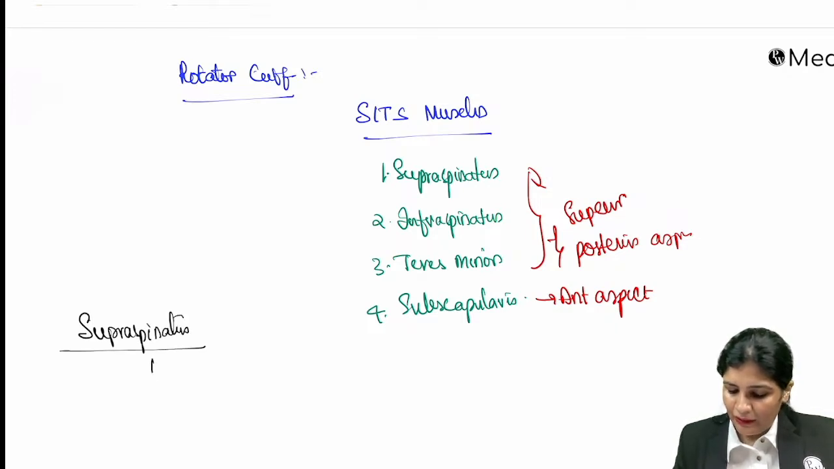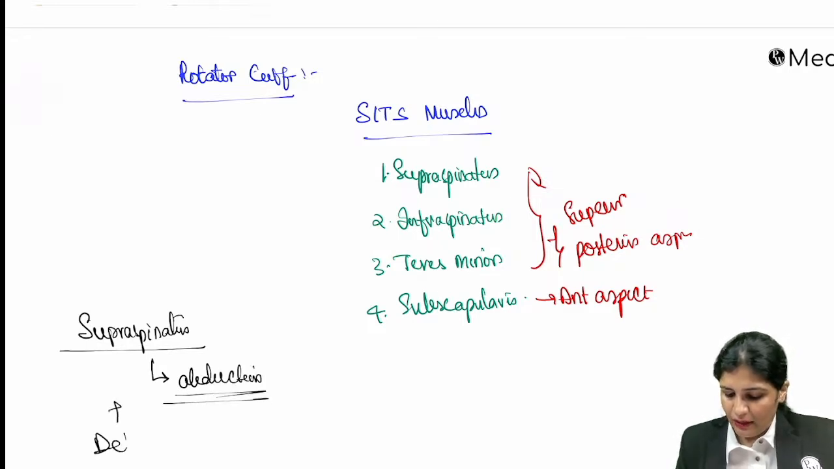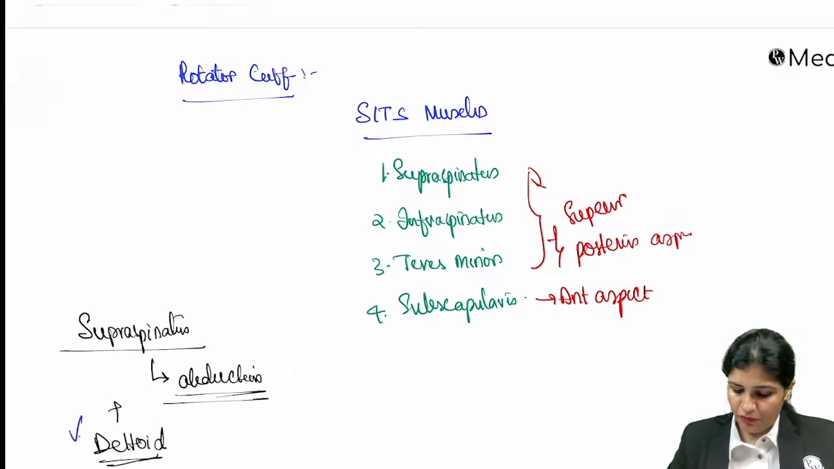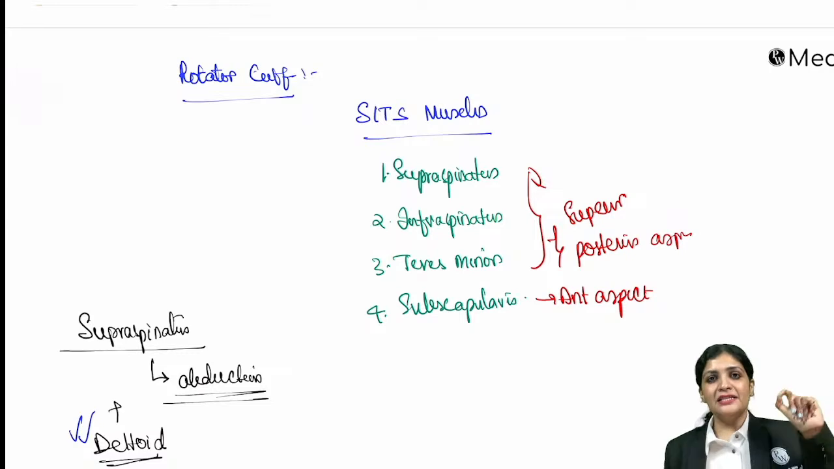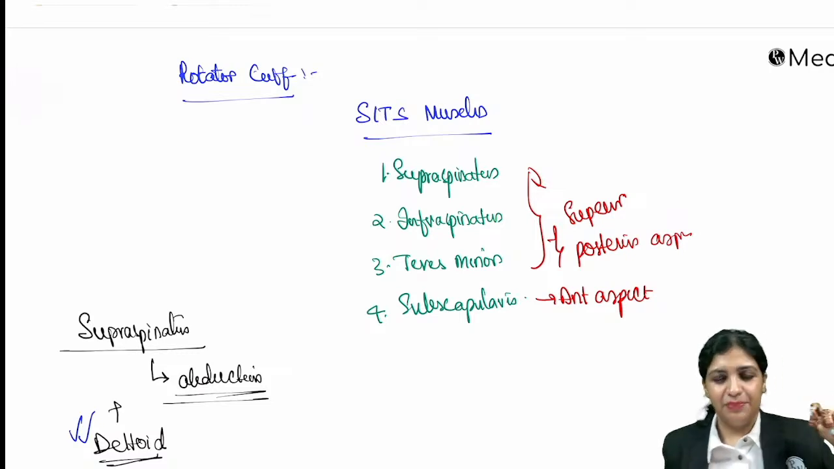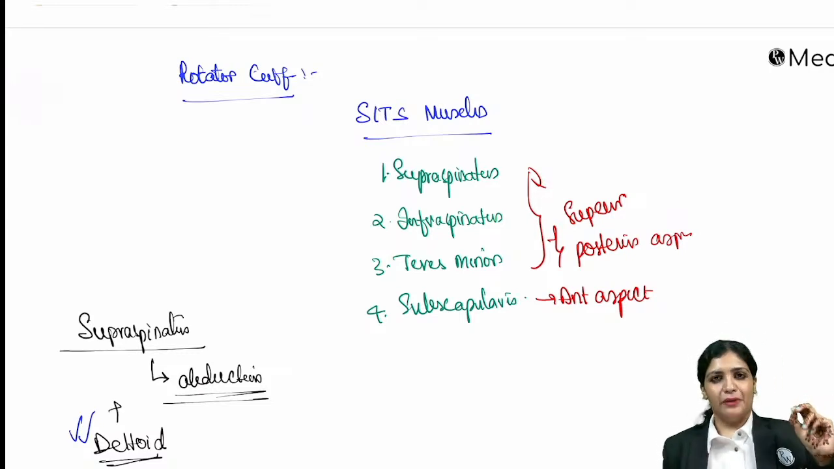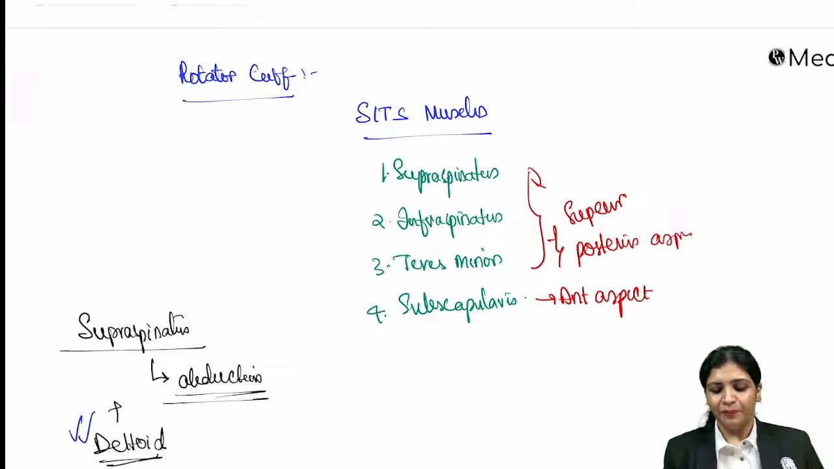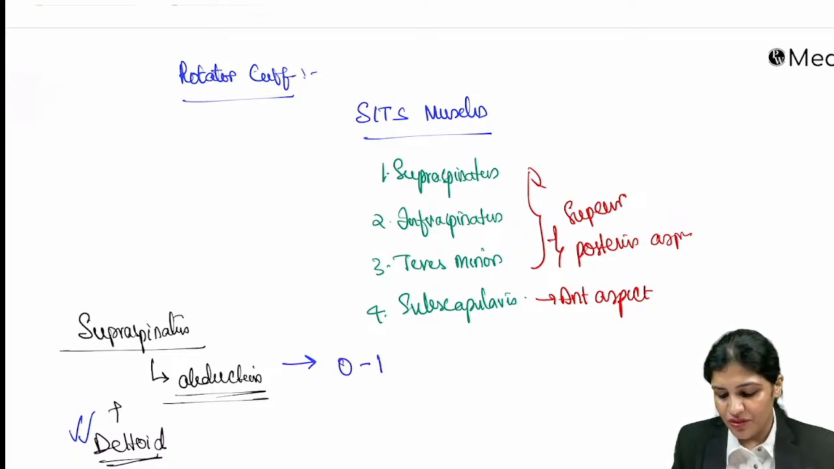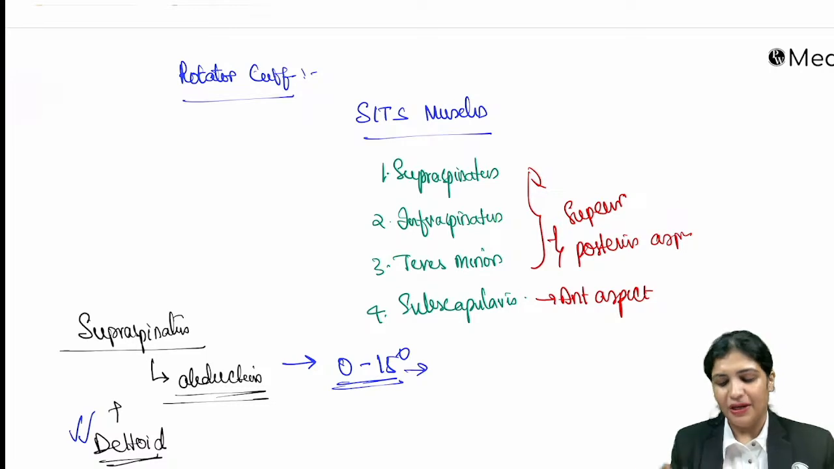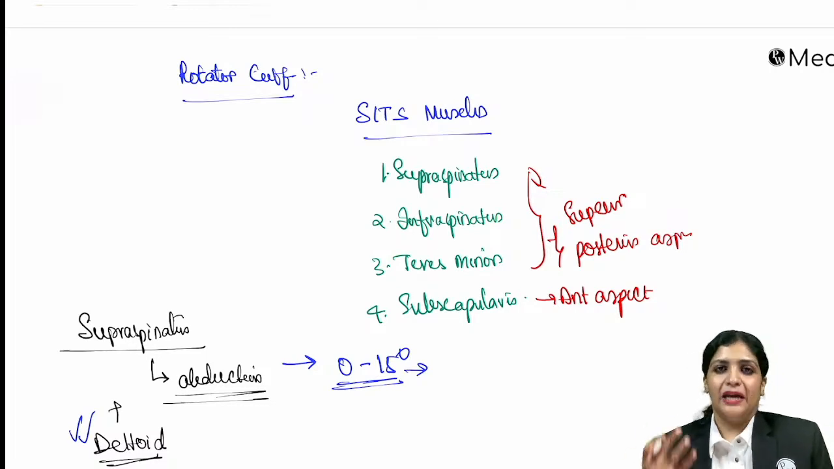So what does the supraspinatus do? It is mainly involved in abduction along with your deltoid. The deltoid is the muscle mainly responsible for abduction, but the initiation of the abduction is by the supraspinatus. So what is this initiation? The 0 to 15 degrees of the shoulder abduction is by your supraspinatus muscle.